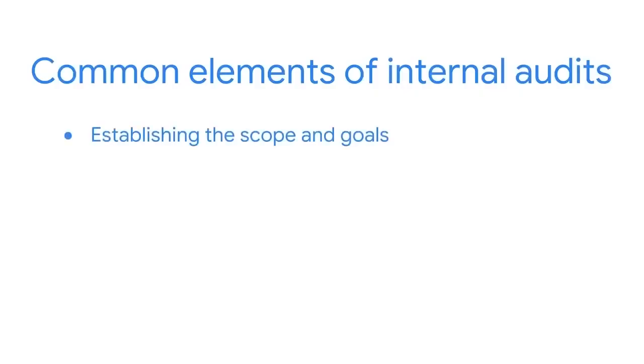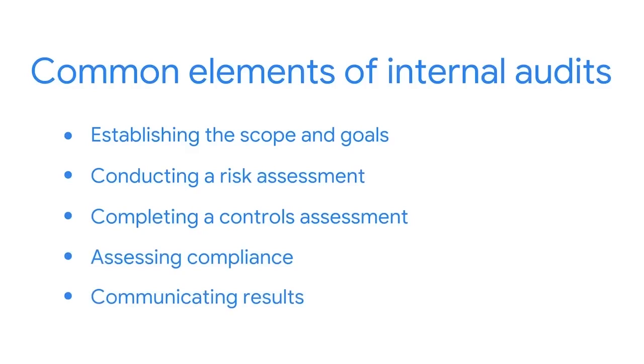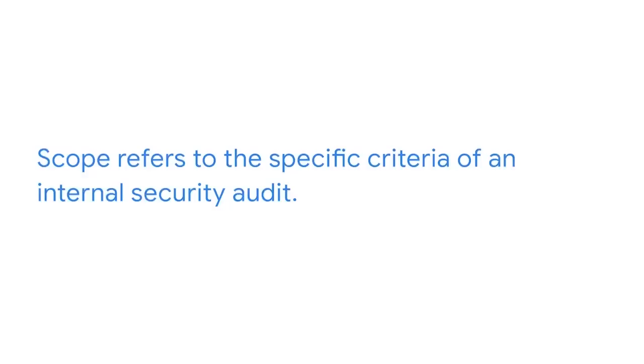These include establishing the scope and goals of the audit, conducting a risk assessment of the organization's assets, completing a controls assessment, assessing compliance, and communicating results to stakeholders. In this video, we'll cover the first two elements, which are a part of the audit planning process: establishing the scope and goals, then completing a risk assessment. Scope refers to the specific criteria of an internal security audit.